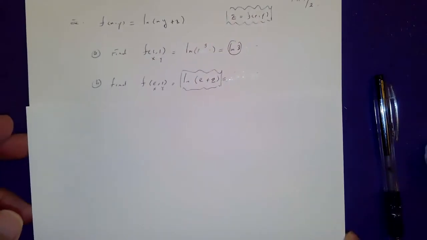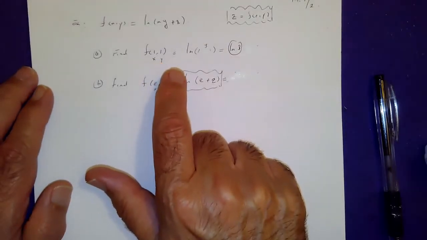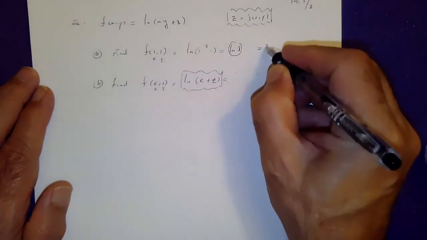So that's pretty much how you evaluate. Replace the x with whatever is given, and the y with whatever is given. So you find this value. Incidentally, this is the value of z.